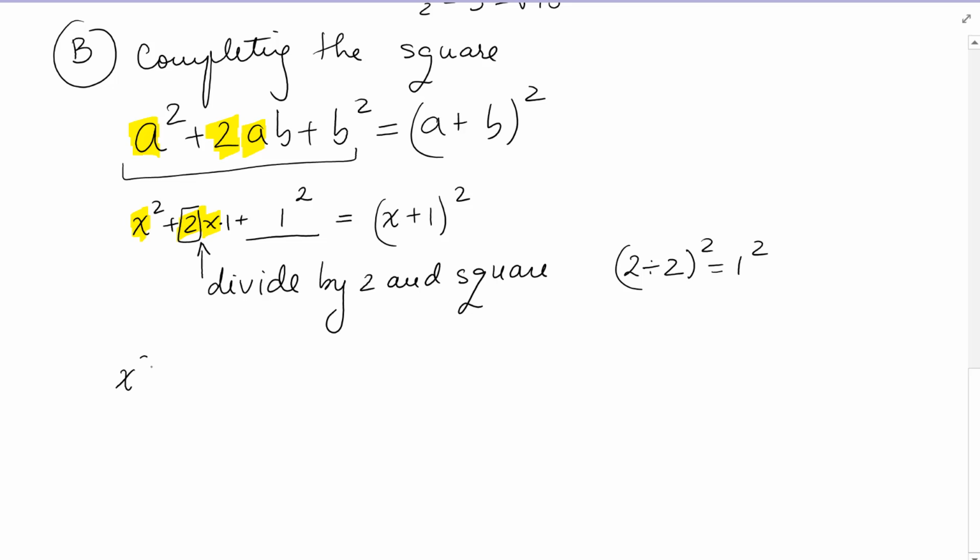Let's see another one. x squared plus 4x plus what makes a perfect square? Well, take the middle term, divide it by 2 and square it. So it's 2 squared, which is 4. So we would need a 4 here, and the actual perfect square is x plus 2, everything squared.